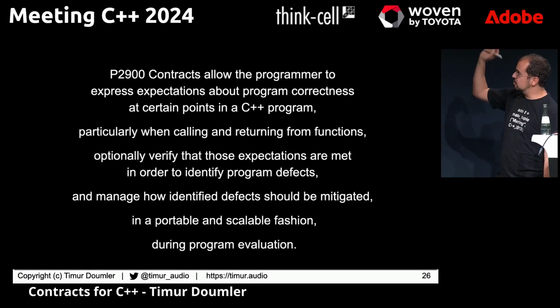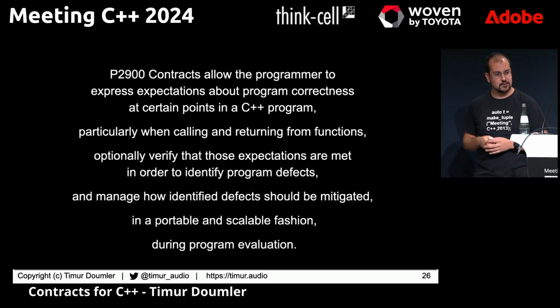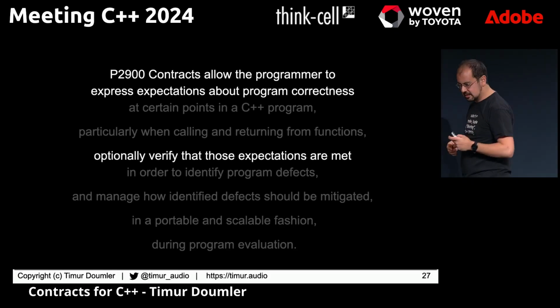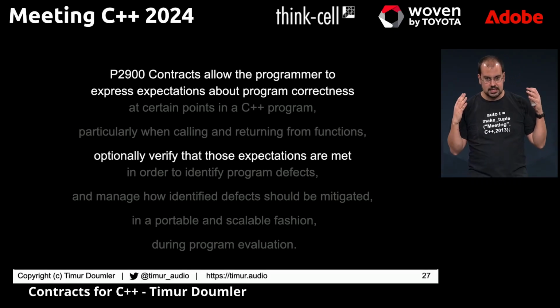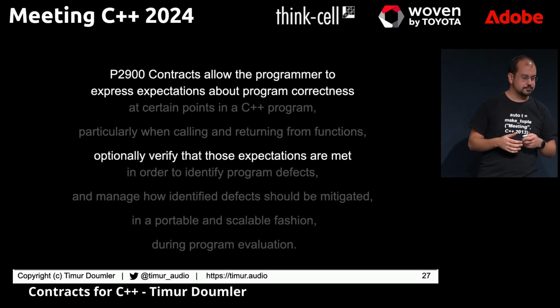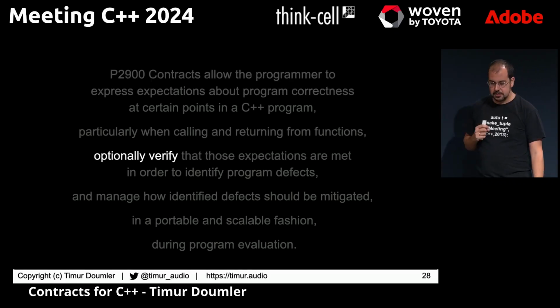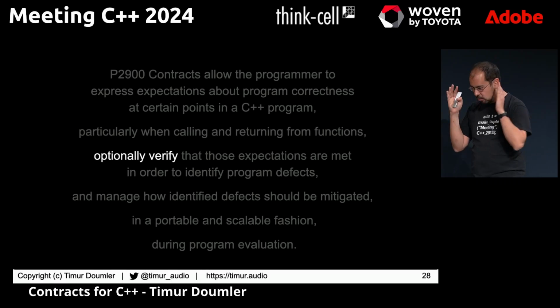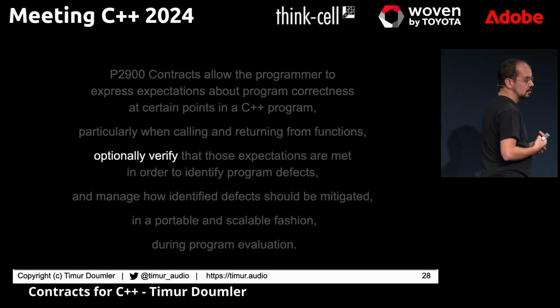Okay, there's a lot going on here, so we're going to go through this. We have some time left for that. So let's start. This is the core of it. P2900 contracts allow the programmer to express expectations about program correctness and optionally verify that those expectations are met. Really important here is this optionally verify bit. This is, I think, the one thing that distinguishes this feature from everything else we have in the language today.